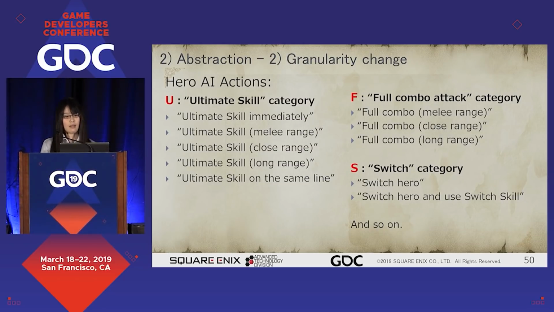In Action AI, we also compress the meanings so that the pattern stays very simple. For example, there are some pieces of the hero AI that trigger ultimate steal: ultimate steal immediately, melee range, close range, long range, and on the same line. We grouped all of them into the category U. It is the same for all other pieces of the hero AI.